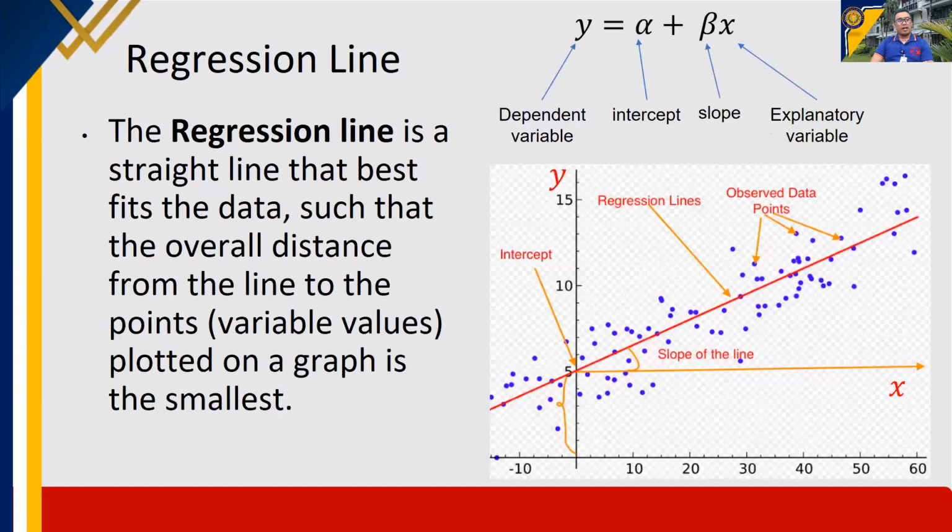Okay, so regression line. A regression line is a straight line that best fits the data, such that the overall distance from the line to the points, or the available variable values plotted on the graph, is smallest. So looking at this again in the graph, the red line there is what we call the regression line.